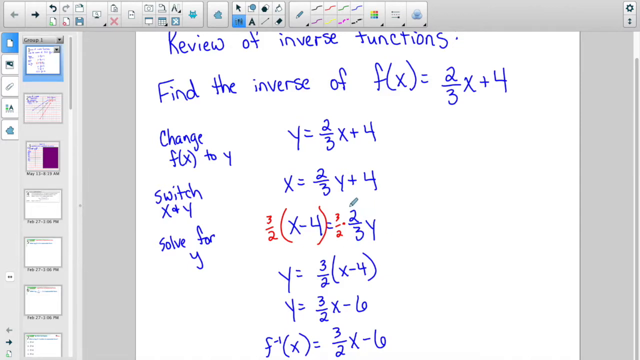Then I needed to undo multiplying by 2/3, so I multiplied by the reciprocal 3/2, putting parentheses here because that's important. And then I distributed 3/2 times x and 3/2 times the minus 4. So I got 3/2 x. The 2 cancels with the 4 and leaves a 2. 3 times 2 is 6. So that's how I got that. And then I just switched it back to function notation. So f inverse of x equals 3/2 x minus 6. So that's the inverse of f of x equals 2/3 x plus 4.